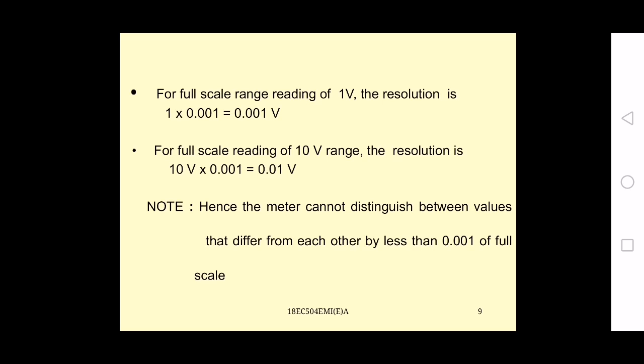Hence the meter cannot distinguish between values that differ from each other by less than 0.001 of full scale in the case of 1 volt, and in the case of the 10 volt range it cannot distinguish between values that differ from each other by less than 0.01 volts. So that is the difference.